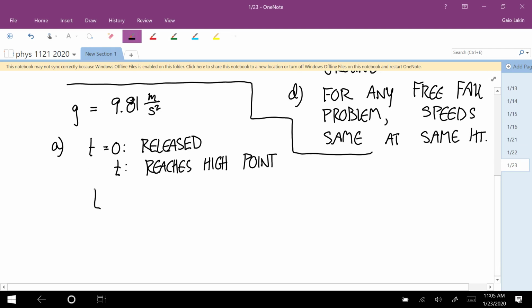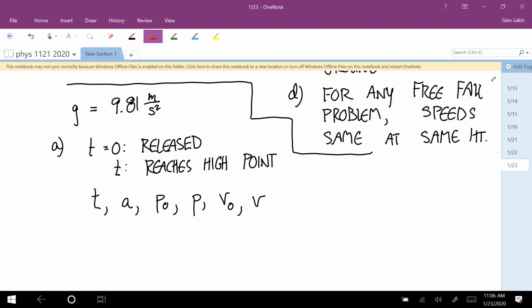And now we can think about, out of these variables, t, a, p0, p, v0, and v, which ones we know, which ones we're trying to calculate. We don't know the time. We don't know how long it takes to get to the highest point. We know the acceleration is downward at 9.81 meters per second squared, or in other words, downwards with an acceleration of g. So is that a positive or a negative g? Negative, yep, because our positive is up. I'm going to call that negative g.